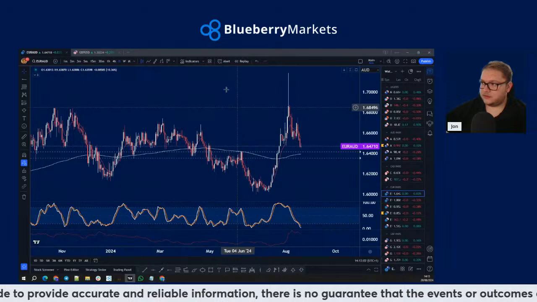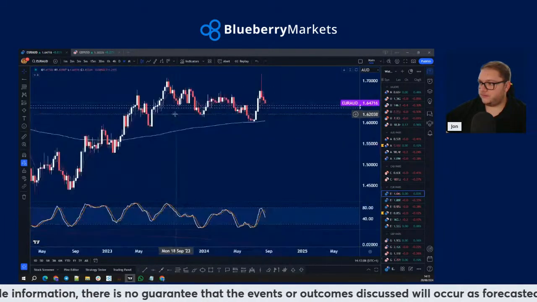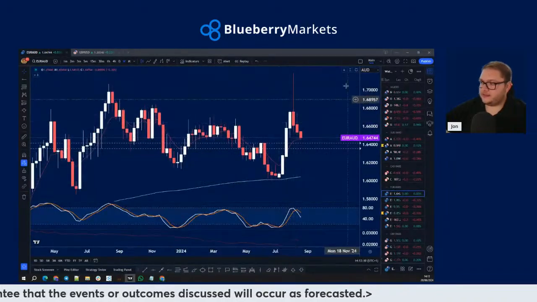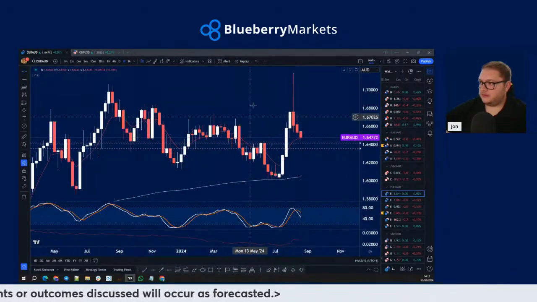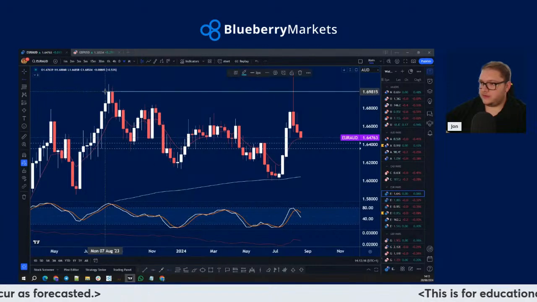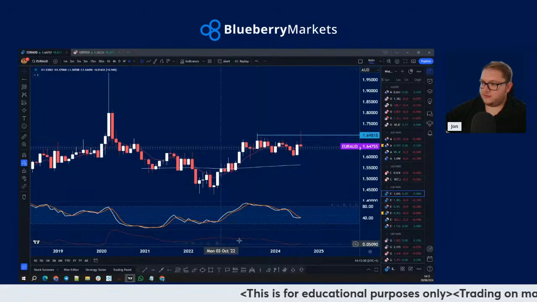Let me just delete all these drawings off. Let's go to a weekly chart. So what can we look at in terms of the weekly market on Euro Oz? Well, we can see that we've come up, it's a bit range bound, right? When we look at it from a weekly point of view, same with the monthly as well.